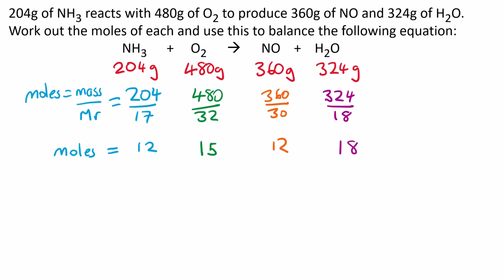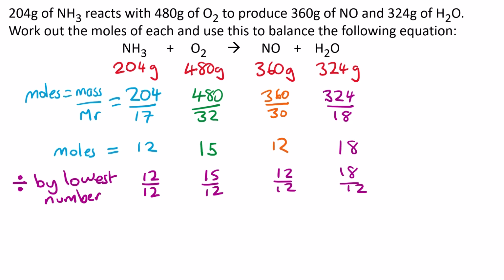And then to help us reduce this down to a whole number ratio, we divide by the lowest number again. So we divide all of those by 12. And then that becomes 1 to 1.25 to 1 to 1.5. But we can't have, for example, 1.25 oxygen molecules or 1.5 water molecules. We need to get it to a whole number ratio. So first of all, we'll double it, see if that works.